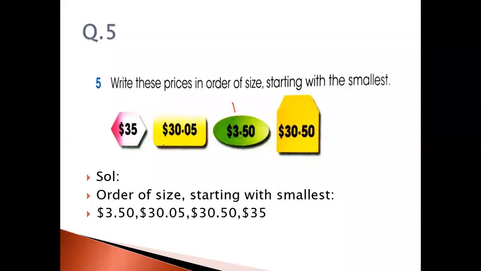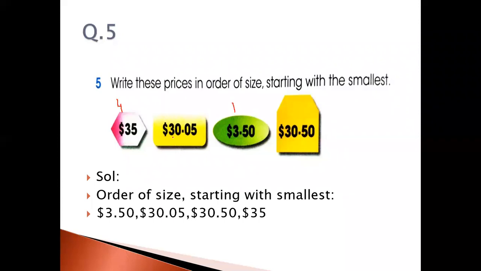You can see $30.05 and $30.50 have the same whole part. After the second and third stickers, we find that $35 is here, which will be the last one, so this would be fourth. So let's see among $30.05 and $30.50 which one will be second and which one will be third.